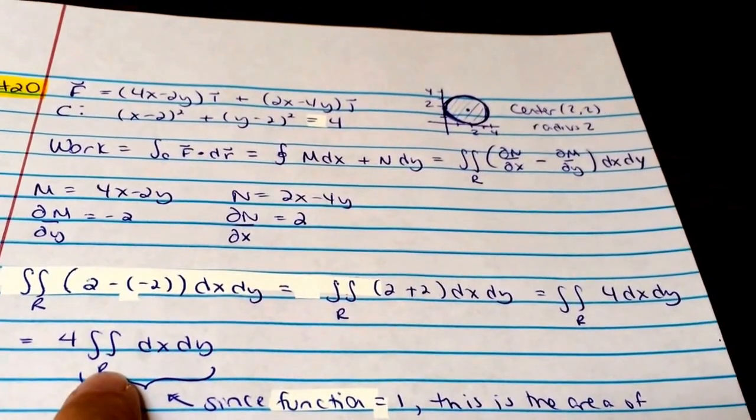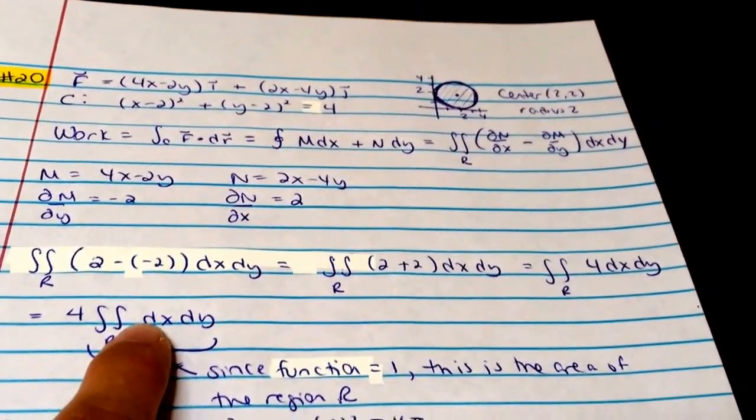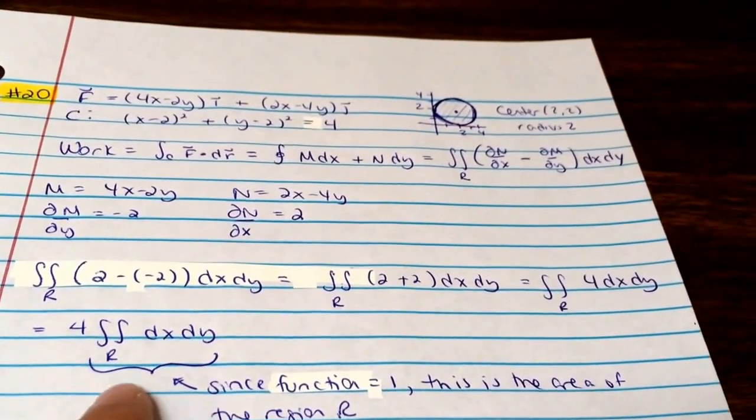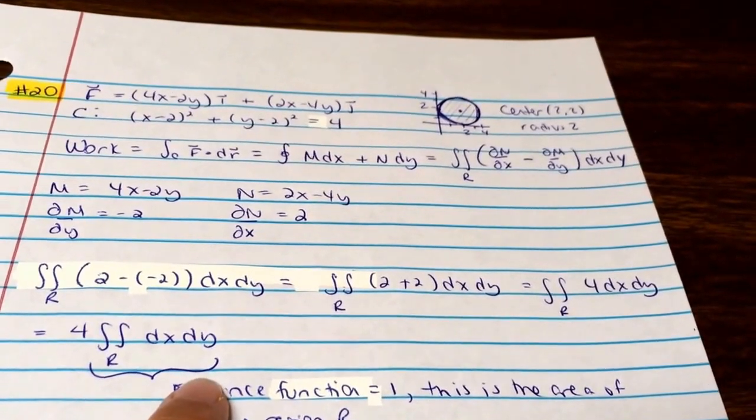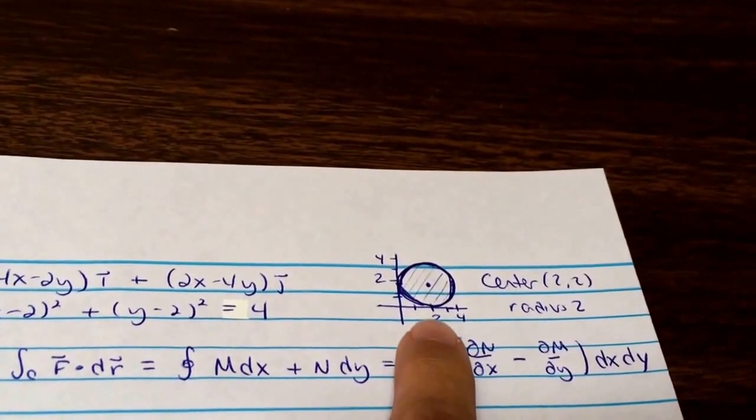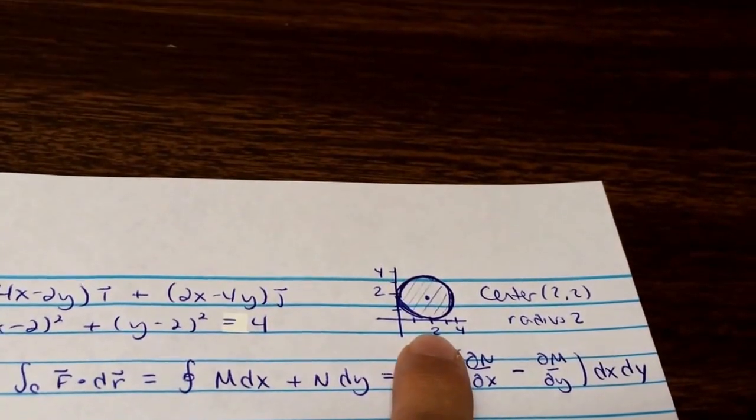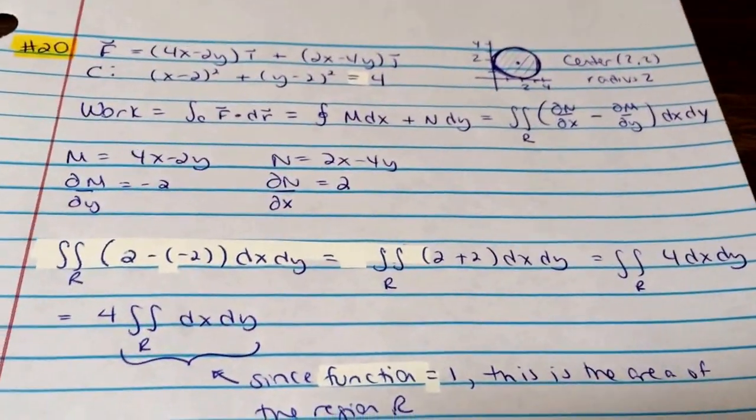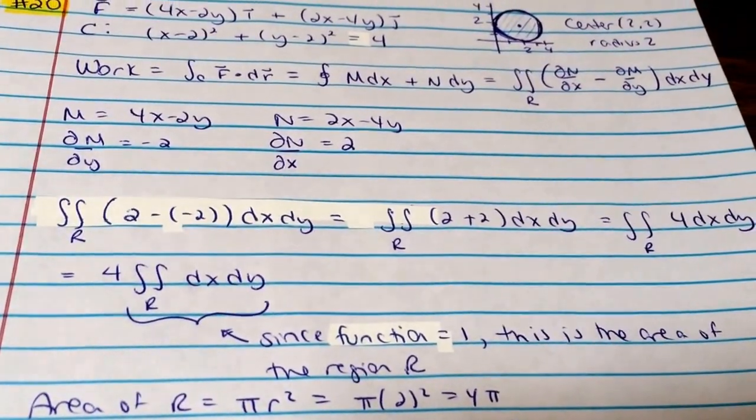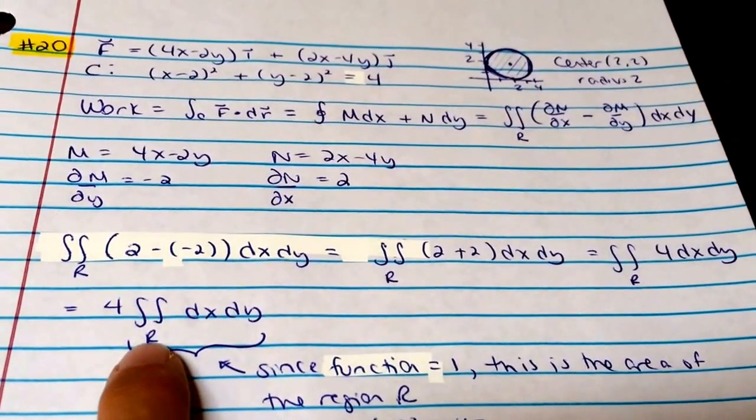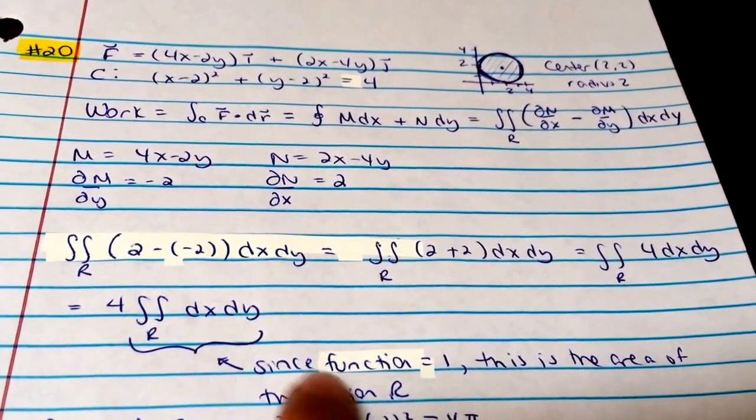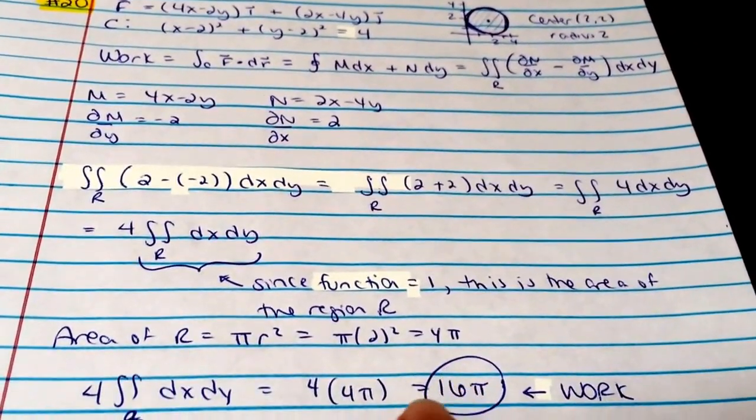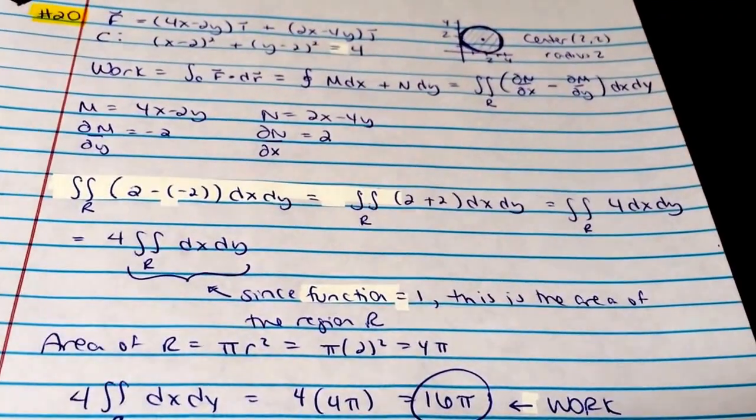So if you remember double integrals, when the function is 1, that represents area. And so if this is area, then you can find the area of this. That's something geometrically that you know how to do. It's just a circle. So for area, it's just pi r squared. So it's 4 pi. So this whole thing here is just 4 pi. And then you multiply it by the 4, so it's just 16 pi.